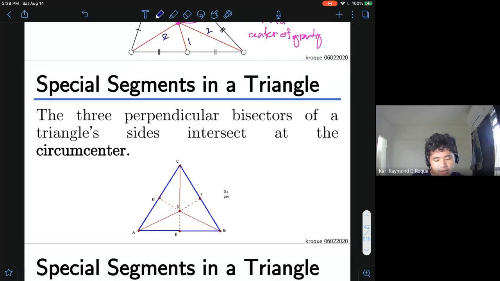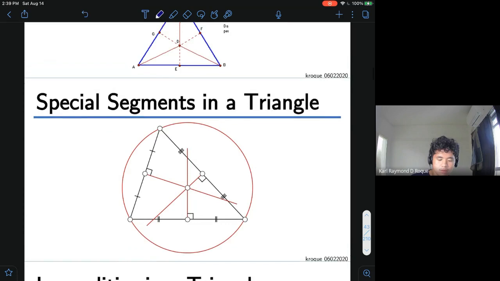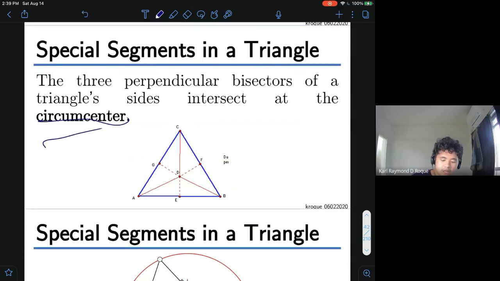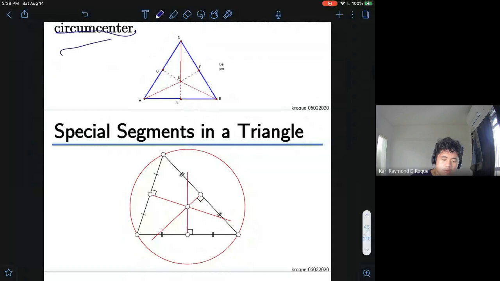Then the three perpendicular bisectors of a triangle's sides intersect at the circumcenter. So you will have a circumcircle that contains the vertices of your triangle. A special property: if it's a right triangle, the hypotenuse is the diameter of the circumcircle. Other than that, there's no other property.